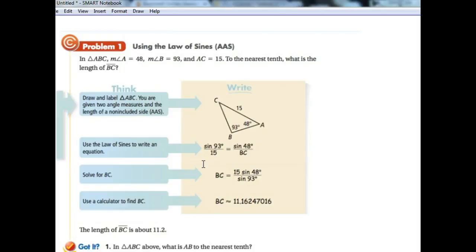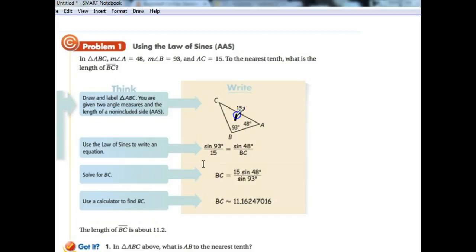Hello, we're looking at problem number 1 found on page 523 of your Geometry Part 2 textbook. This is under lesson 8-5 called the Law of Sines. The Law of Sines is simply being able to compare a side with the angle opposite that side by taking the sine.